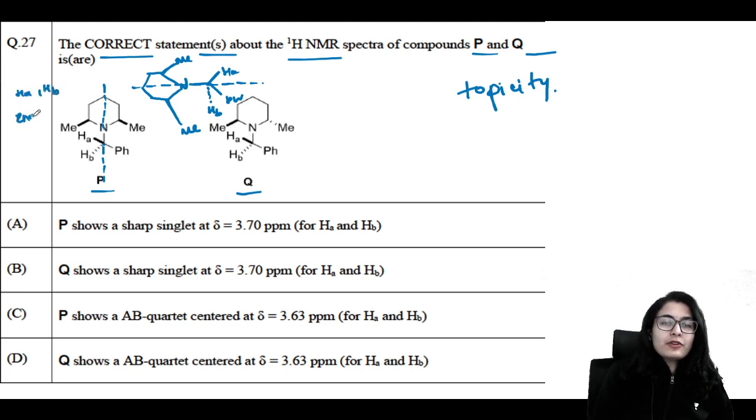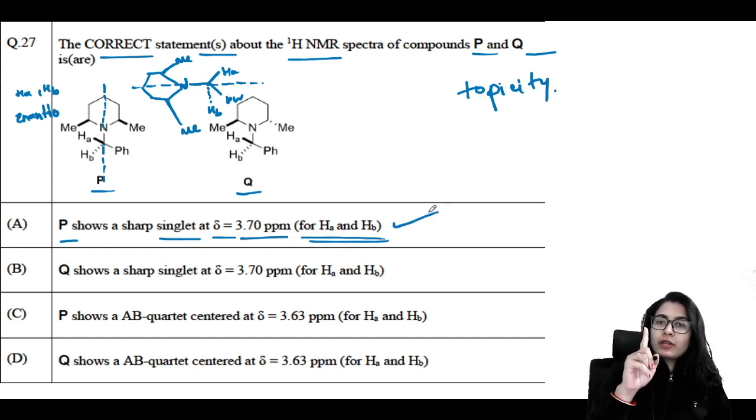They are enantiotopic to each other since they are mirror plane reflectable. So they are enantiotopic protons. Enantiotopic protons will give you the exact same values in the proton NMR. Alright, so P shows a sharp singlet at del value 3.70 for HA and HB. This is absolutely correct. You are going to get only one single value. Alright, and guys, here only these protons are emphasized. The rest of the signals we are not concerned with.